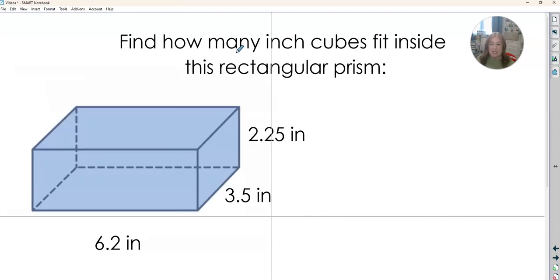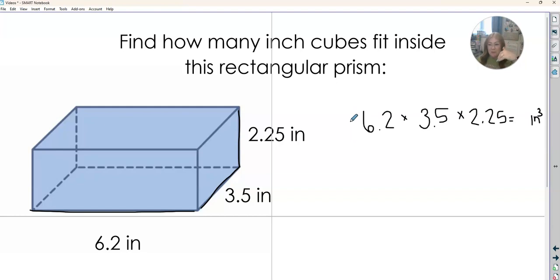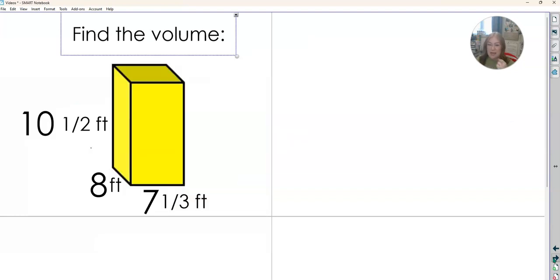Okay, find out how many inch cubes fit inside of here. So the length is 6.2. The width is 3.5. So we're going to multiply that by 3.5. And the height is 2.25. So length times width times height. This is what you need to write on your paper. And then you can go ahead and solve that, and our answer is going to be inches cubed. So we're seeing how many cubes fit inside of that. So that one's pretty straightforward, length times width times height.